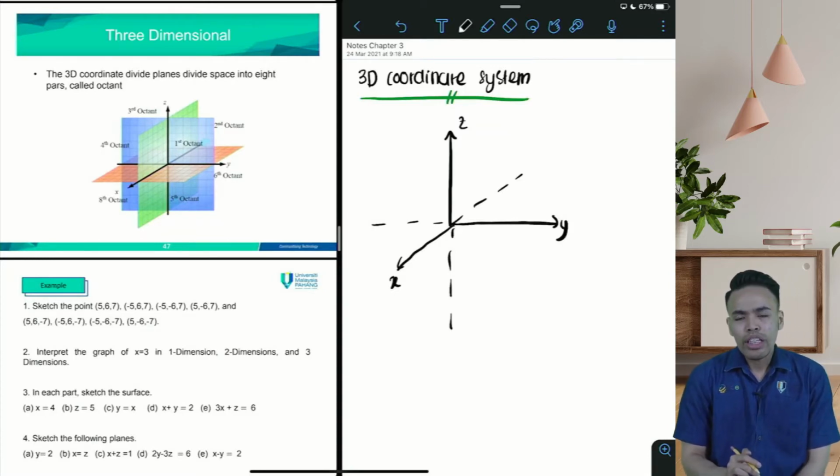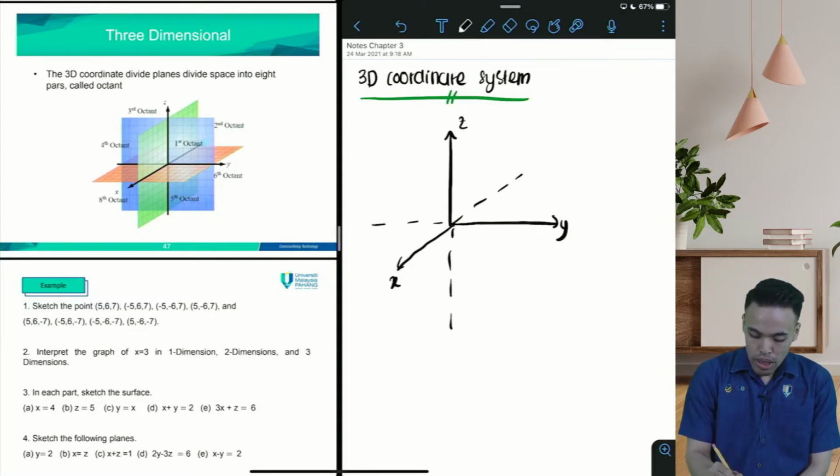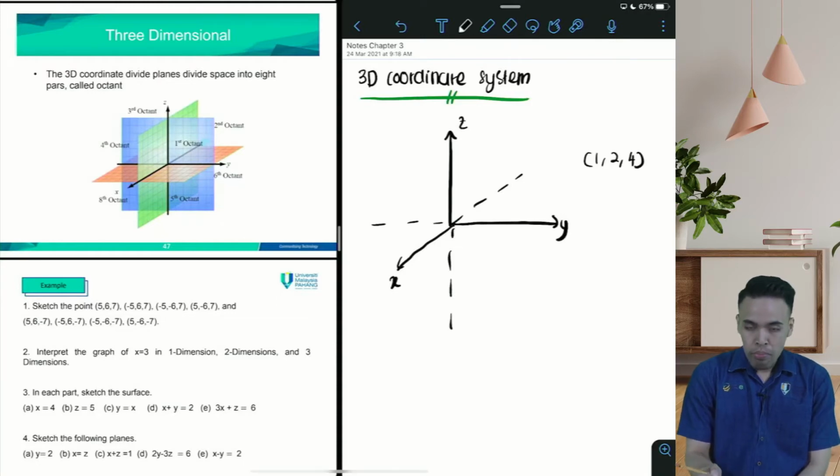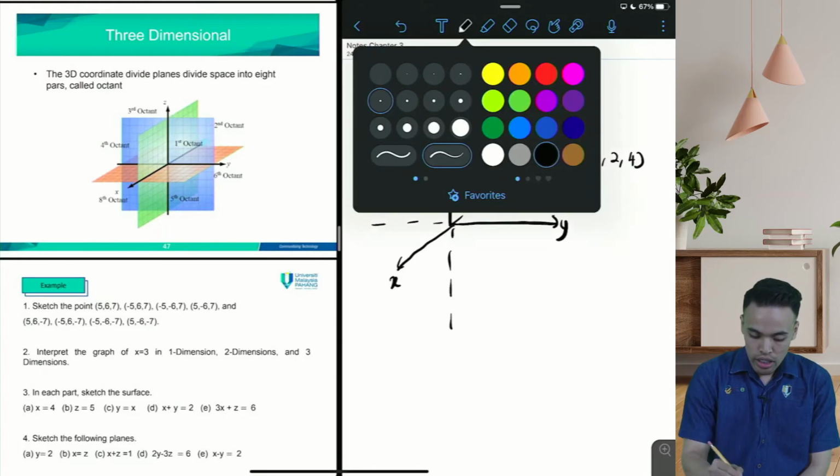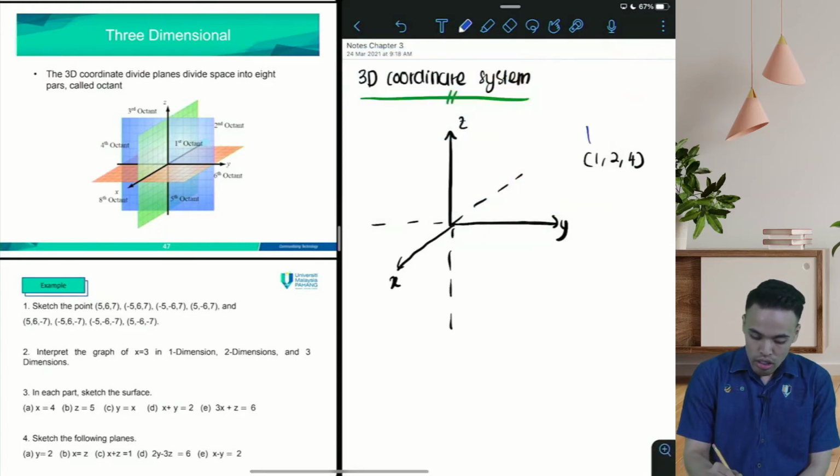Now, in a 3-dimensional coordinate system, I expect you should be able to plot a point. For example, I'm asking you to sketch the point (1, 2, 4). Basically, 1, 2, and 4 represent the x coordinate, y coordinate, and z coordinate respectively.